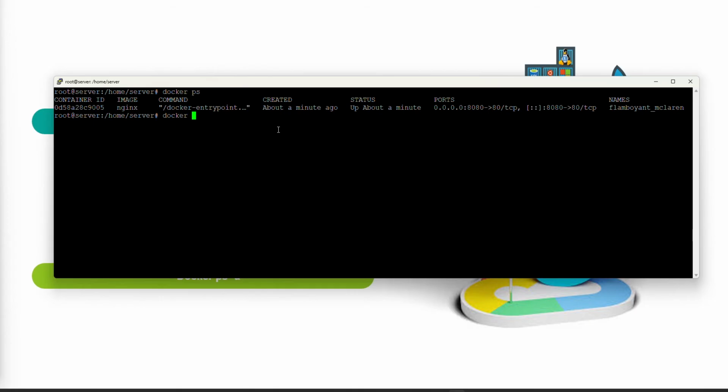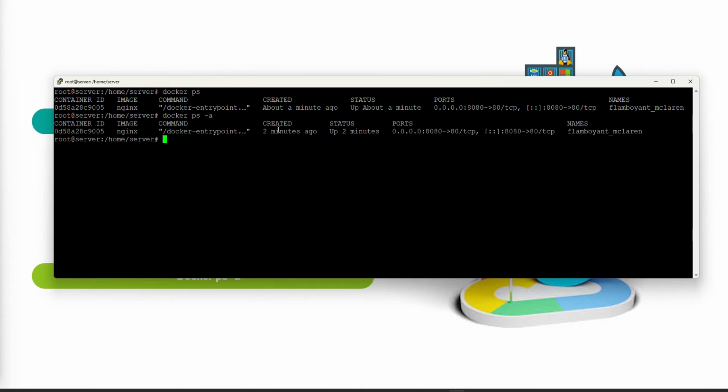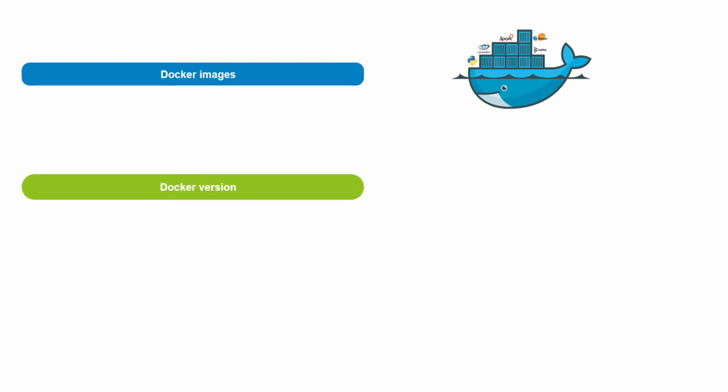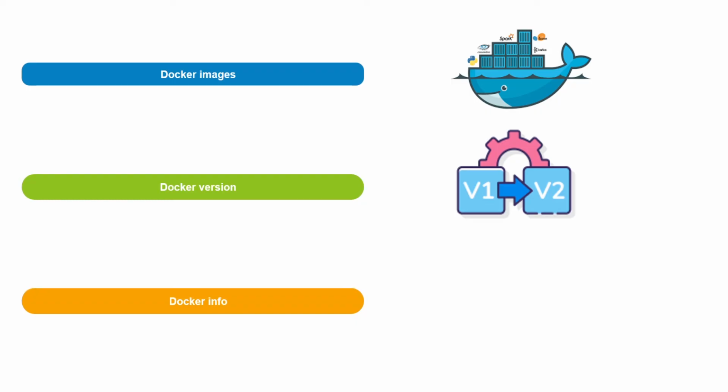What is docker ps -a? docker ps -a shows the running containers and also the stopped containers. We do not have any stopped or exited container. We just have one container, which is Nginx, and it is running. We have docker images, which shows all the images that we downloaded on our local machine. docker --version shows the version of our Docker. docker info shows all the information about our Docker.